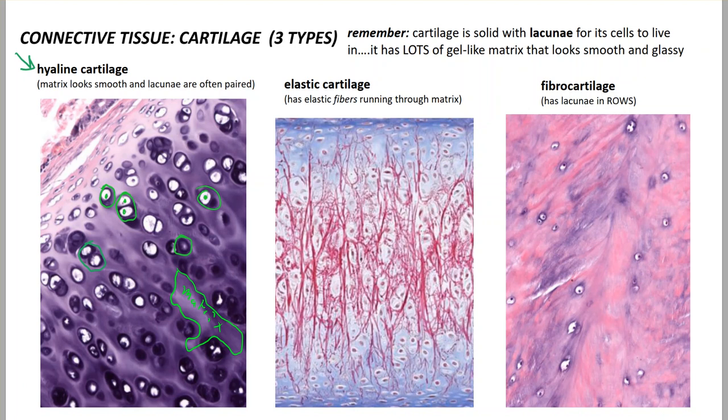And the prefix for cartilage, see if you can find it in your lab book. So we learned adipocytes was for adipose tissue. So what kind of site does cartilage have? And every type of cartilage is going to have the same type of cell that makes it.